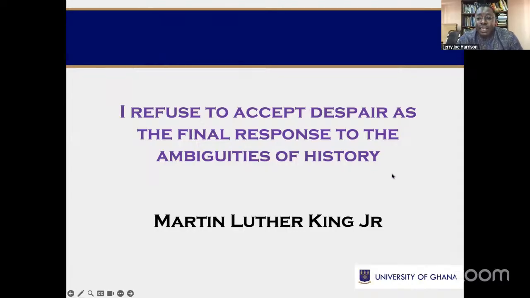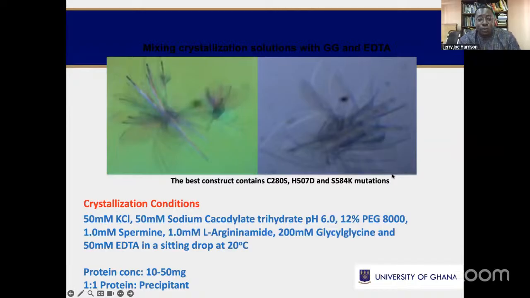And so one day, what I decided to do was to mix the two solutions that I had. I had gotten one where there was 200 millimolar glycylglycine, and then one that had EDTA.